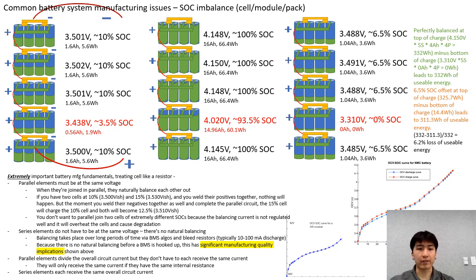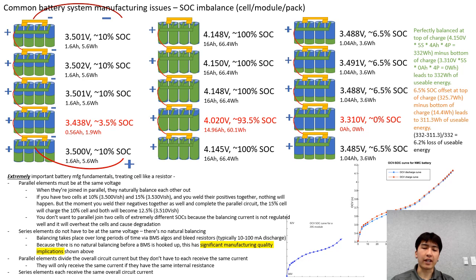For example, you can have two cells, one a little bit lower at 10% state of charge, and one a little bit higher at 15% state of charge, 3.5 volts-ish and 3.53 volts-ish. If you weld their positives together, nothing will happen. They'll stay at 3.5 and 3.53. But the moment you weld their negatives together and complete the parallel circuit, the 15% cell will charge the 10% cell up, and both will become 12.5%, which is about 3.510 volts-ish.